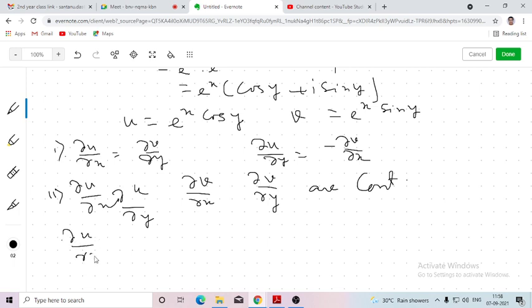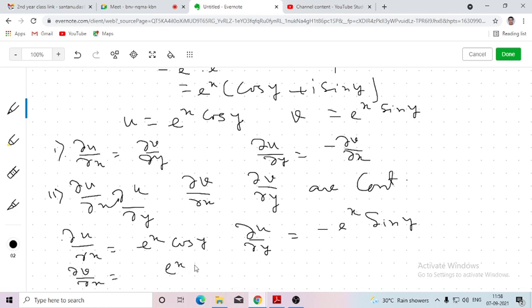So what is del u del x? Del u del x means this is a term containing x, so this will be differentiated with respect to x partially, keeping y terms fixed. And del u del y will be minus e to the power x sin y; e to the power x will be fixed, and the derivative of cos y with respect to y partially will be minus sin y. And del v del x will be e to the power x sin y. And del v del y will be e to the power x cos y. So here this equals this, and this equals minus of this, so it is satisfying the Cauchy-Riemann equations. So the first one is done.